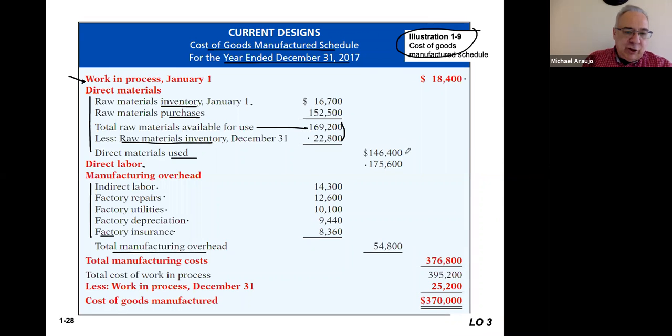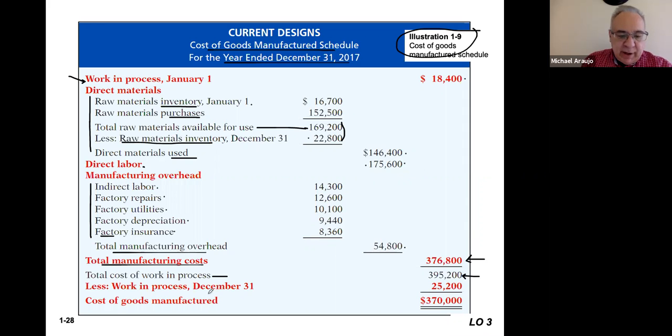When you add your direct materials that have been used with your direct labor and your manufacturing overhead, that's your total manufacturing costs, $376,800. So if you had $18,400 as your beginning work in process, and you have total manufacturing costs of $376,800, your total work in process is the two numbers added together, 395,200. Those two numbers added together.